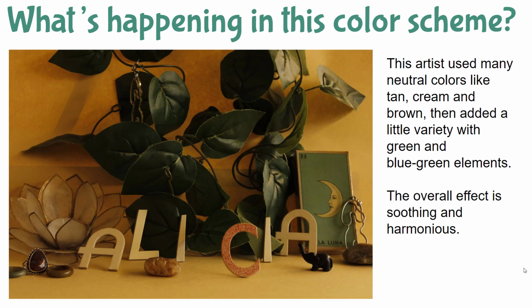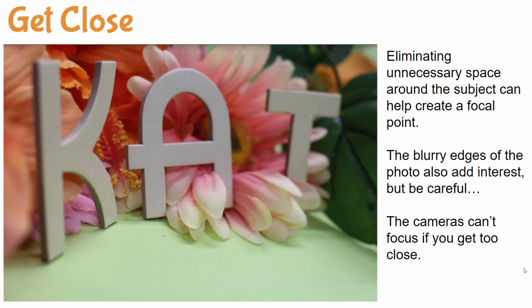What's happening in this color scheme? This artist used many neutral colors like tan, cream, brown. You can see that there are stones and little statues, some jewelry made out of natural elements, and then added a little variety with green and blue-green elements. And the overall effect, in my opinion, is soothing and harmonious.